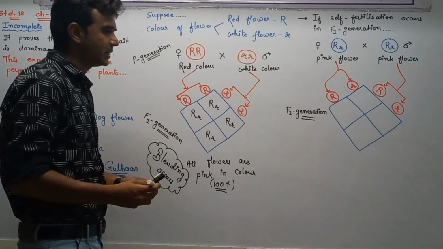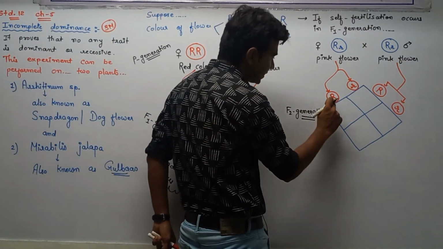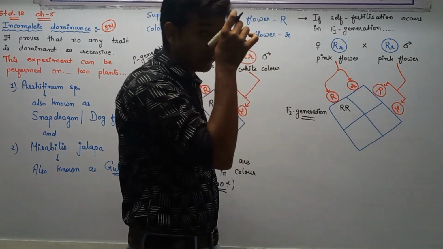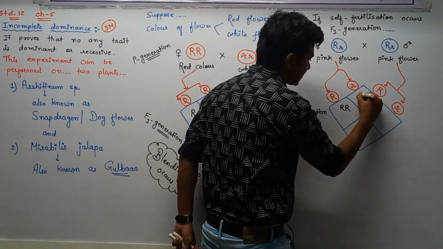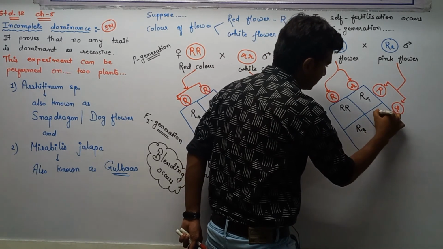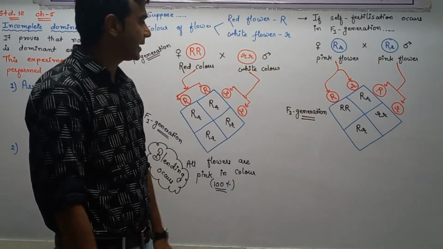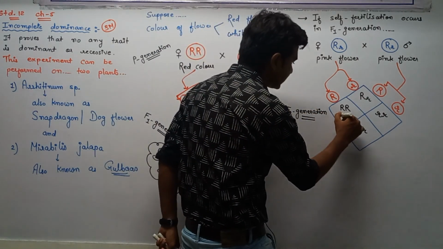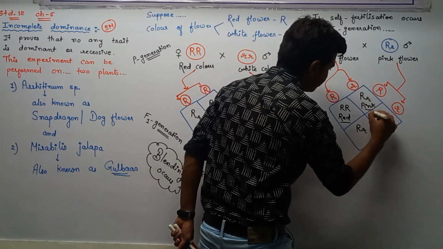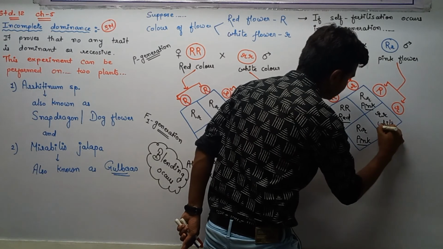Now dear students, please understand this perfectly. In the F2 generation, this square is capital R capital R zygote. Here capital R, small r. Here also capital R, small r, and here small r, small r. You know it very well, but understand the phenotype perfectly. Capital R capital R indicates red color. Capital R small r consists of pink color. This capital R small r also consists of pink color, and small r small r consists of white color.